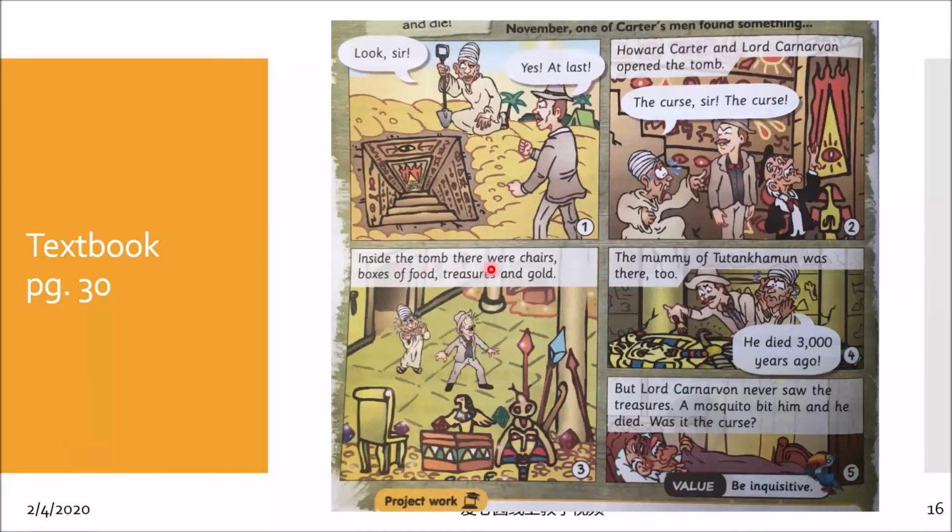Inside the tomb, there were chairs, boxes of food, treasures, and gold. The mummy of Tutankhamun was there too. He died 3,000 years ago. But Lord Carnarvon never saw the treasures. A mosquito bit him and he died. Was it the curse?